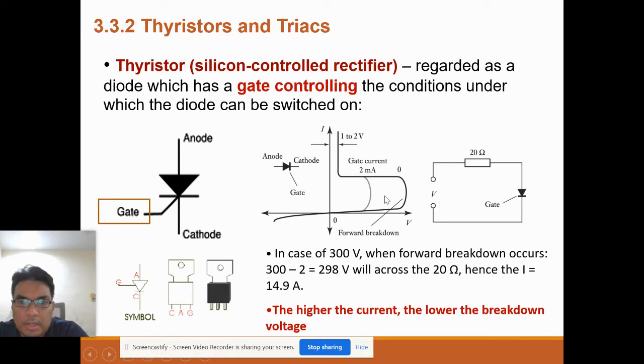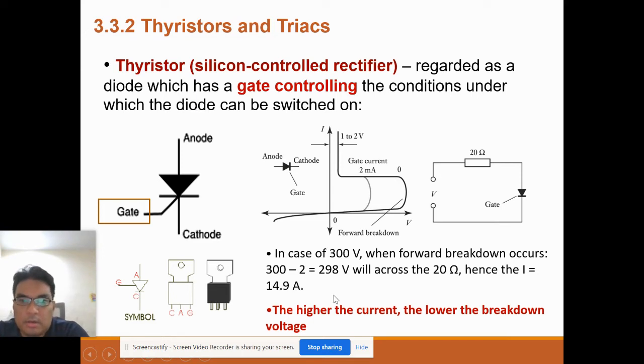Is have a gate controller. But in case you mount a resistor in series with this gate, or this thyristor, it will reduce the voltage. For example, you supply 300 volts. When the forward breakdown occurs, it will drop the voltage by 1 to 2 volts, and you have about 298 volts across this 20 ohm resistor. Hence, by using V equals IR as the basic equation, you can get the amplification of the current, which is 14.9.